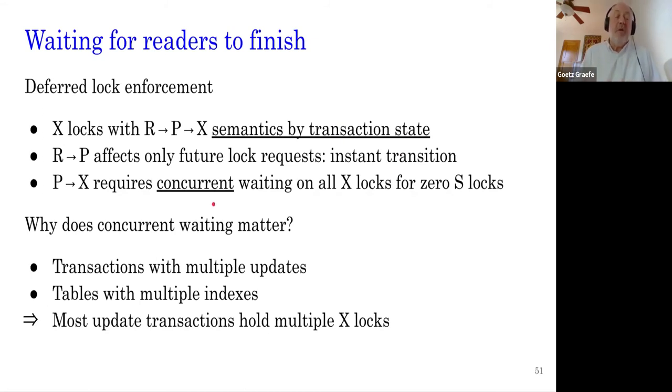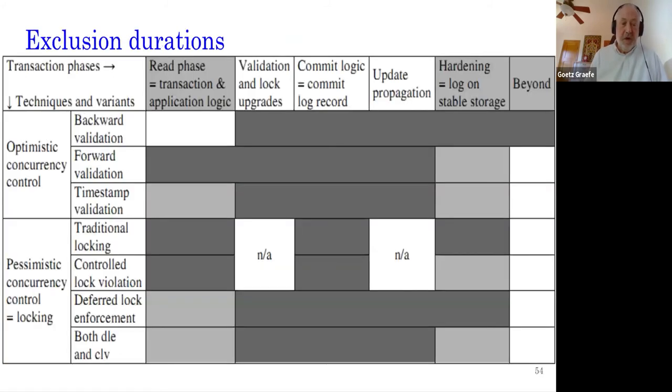And why is it useful to have concurrent waiting? Well, it's useful because most update transactions have multiple exclusive locks, either because they update multiple rows or multiple tables. But even if they only update a single row in a single table, they often will update multiple indexes. So most update transactions hold multiple exclusive locks. Upgrading these exclusive locks one at a time and waiting for readers to disappear one at a time would increase the commit times tremendously. By doing the concurrent waiting, we compress the time it takes to go through the commit phase.